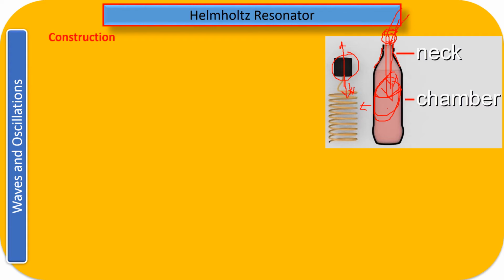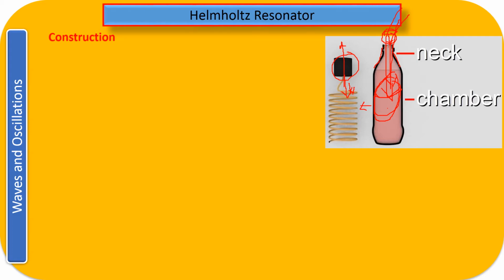So spring will have a stiffness constant. So similarly here air will have a stiffness constant, and because of that stiffness constant of the air, it is going to vibrate inside this chamber, and this is called your Helmholtz resonator. So this is basically the construction of your Helmholtz resonator.